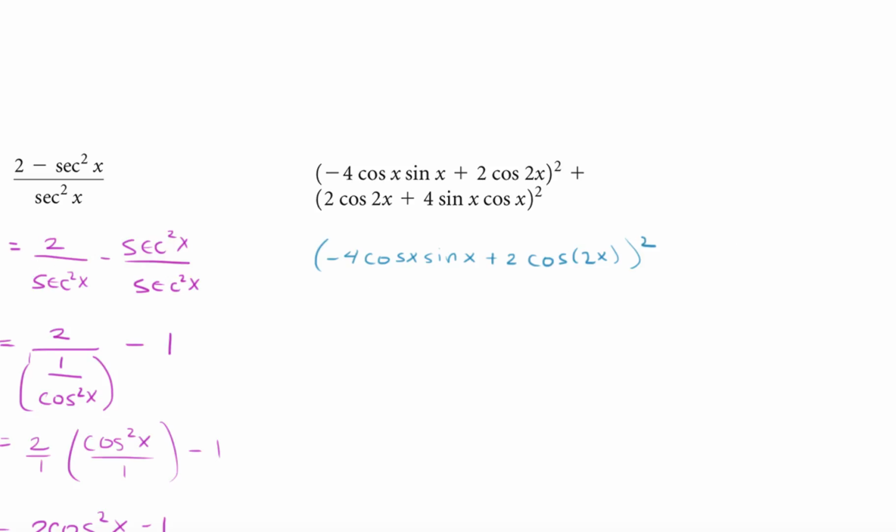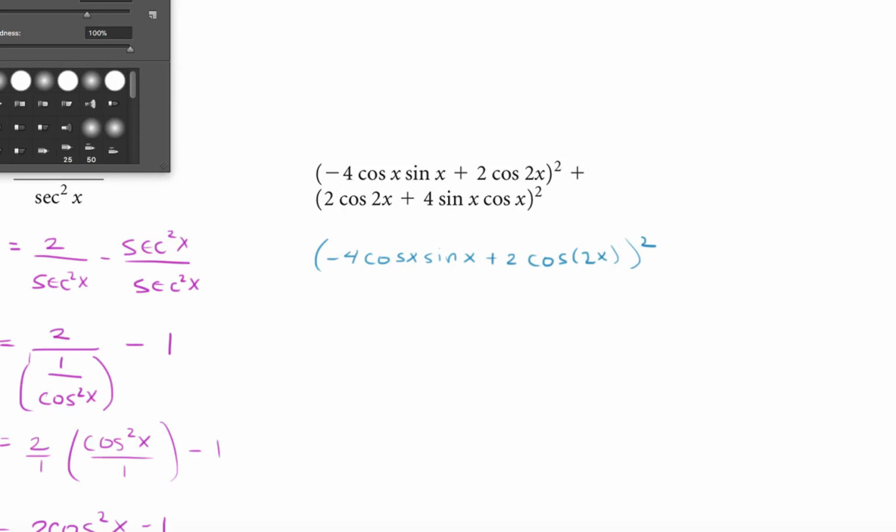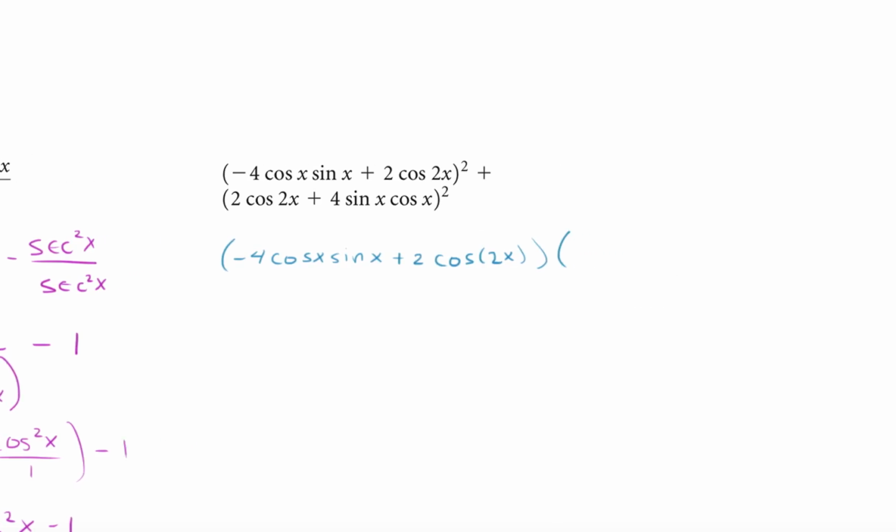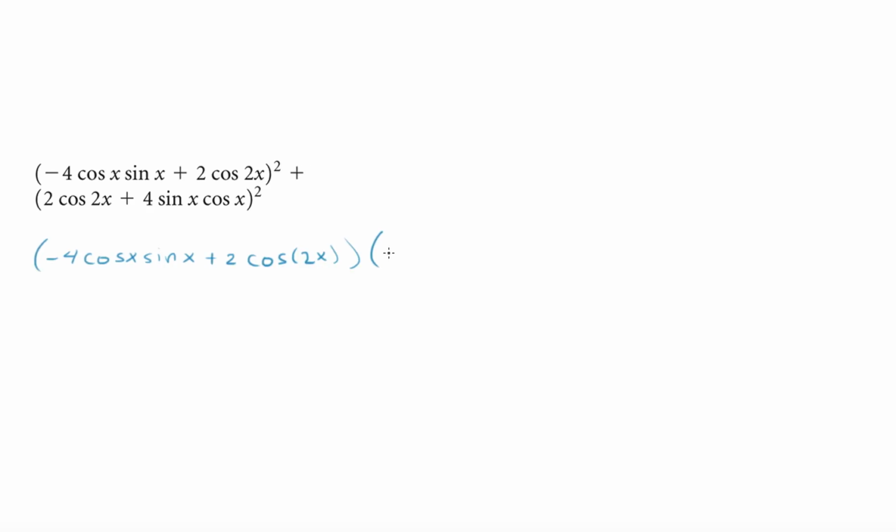So I'm going to get rid of the square. Okay. When I get rid of the square, I'm going to multiply it again. So let's move the screen a little bit over. So -4 cosine of x sine of x plus 2 cosine of 2x.